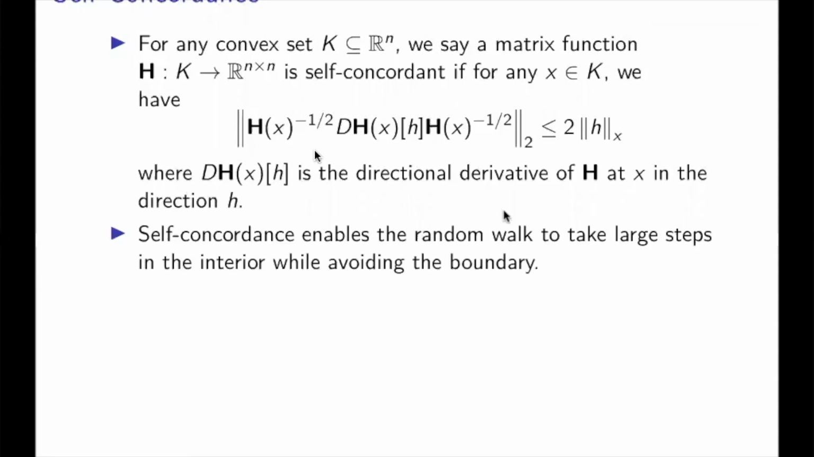Self-concordant barrier functions enable the random walk to take large steps in the interior of the polytope while avoiding the boundary. For example, the log barrier is a self-concordant function. However, self-concordance is not enough to remove the dependence on m. We need to strengthen the notion of closeness of the H function. This is where strong self-concordance comes in. It uses Frobenius norm rather than spectral norm.